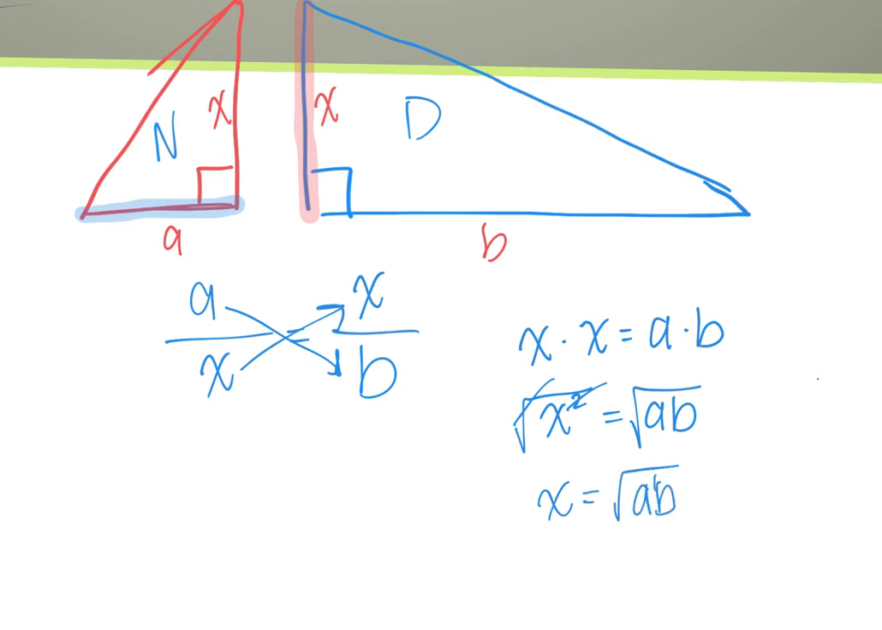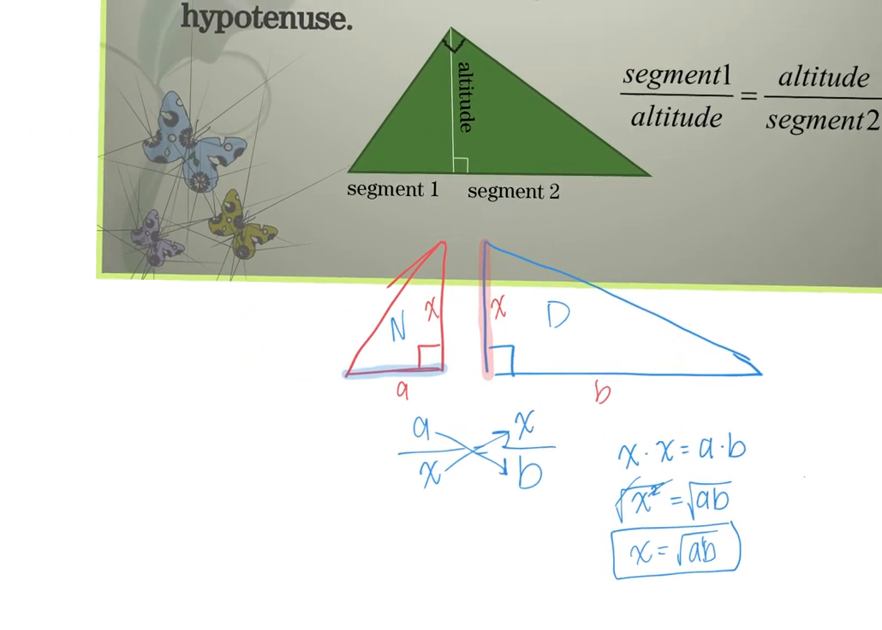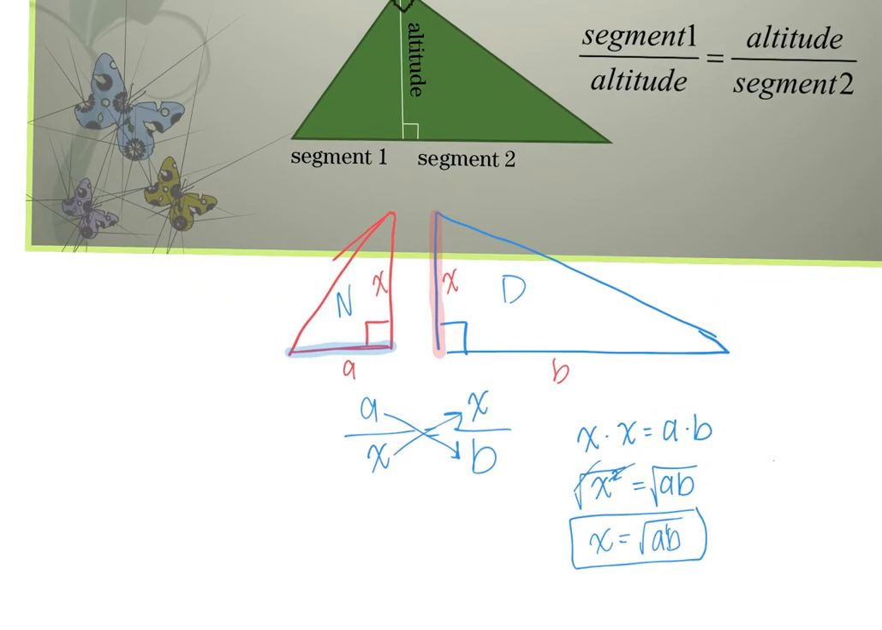What does that look like? Does that look like that geometric mean thing that we learned earlier? Yes. Correct. So whenever you guys are given an altitude and both those bottom segments, segment 1 times segment 2, multiply them, take the square root, that'll be your altitude.